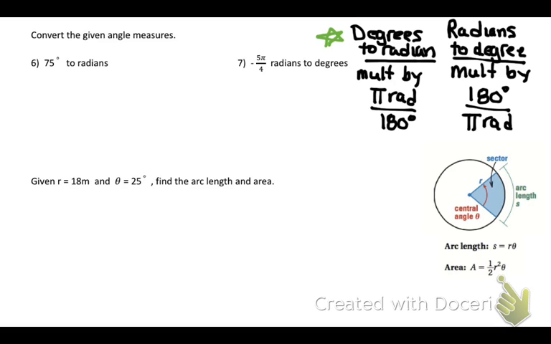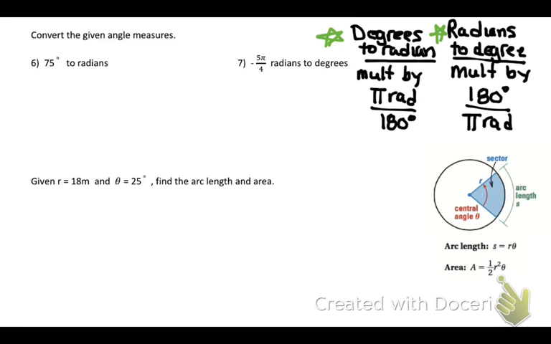To convert degrees to radians, we're going to multiply by a fraction. The numerator is pi radians over 180 degrees. And then if we want to change radians to degrees, we're going to multiply by the reciprocal, which is 180 degrees over pi radians. So this is very important. You're going to put this in your notes.